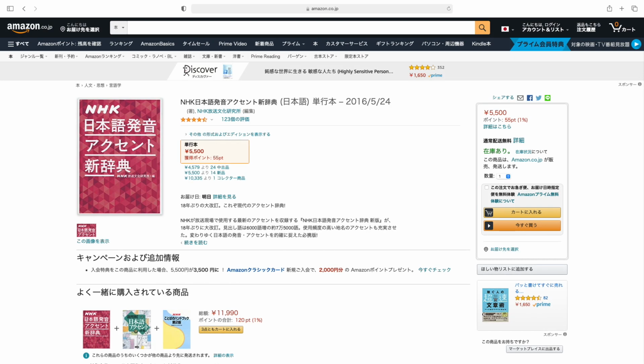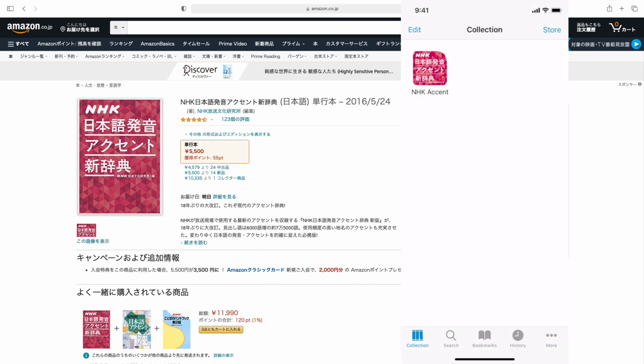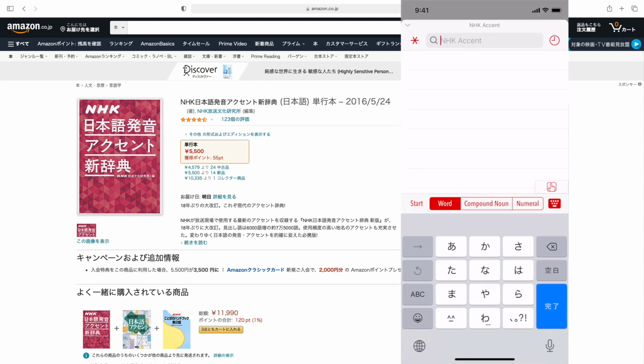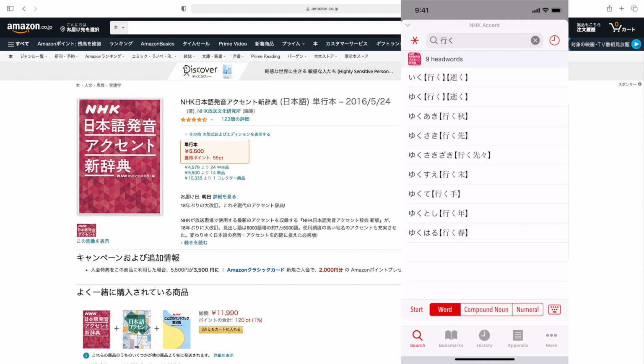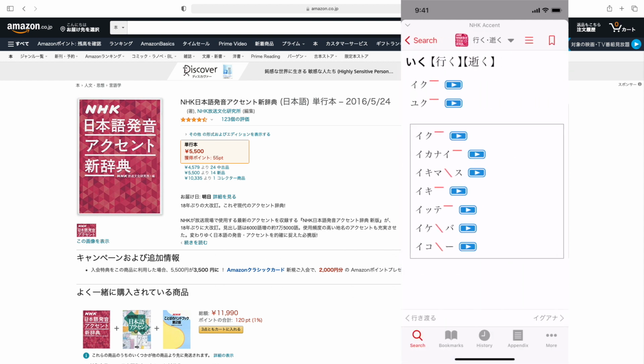The last one is the Japanese Language Pronunciation and Accent Dictionary. This is awesome. I have an iPhone app version. It's easy to use, it's easy to search, it shows conjugation forms with the audio pronunciation. 行く. But this one cost $55 in Japan. And I don't even know if the app version of this dictionary is available outside Japan.